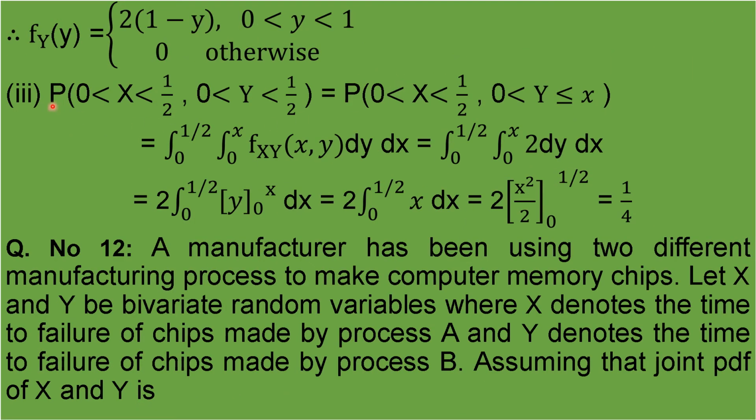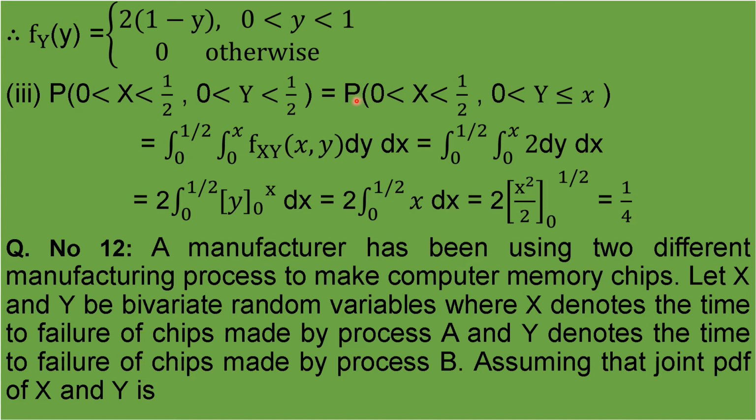Then the third one, the probability that X is greater than 0 and less than half, and Y is greater than 0 and less than half, which will be equal to the probability that X takes a value greater than 0 and less than half, and Y will be greater than 0 and less than or equal to x. X is clearly less than half. So when you say y is less than or equal to x, as said in the question, and x is less than half, then y will be greater than 0 and less than half.